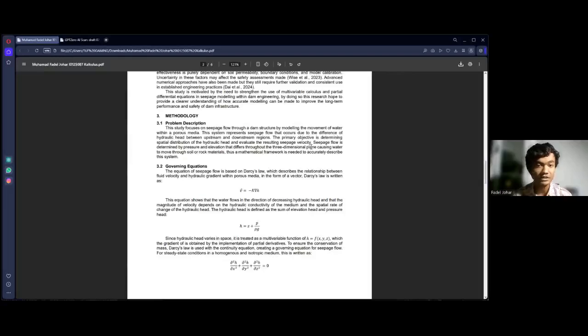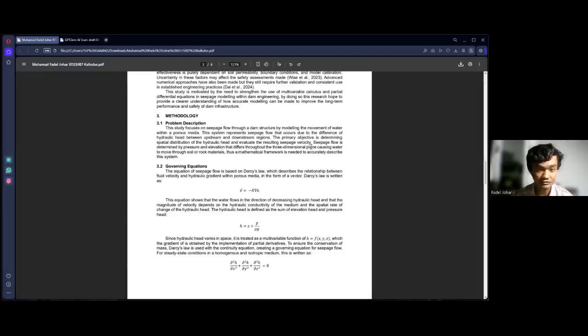Seepage flow is determined by pressure and elevation that differs throughout the three-dimensional plane, causing water to move through soil or rock materials. Thus, a mathematical framework is needed to accurately describe this system. There are several governing equations used here.